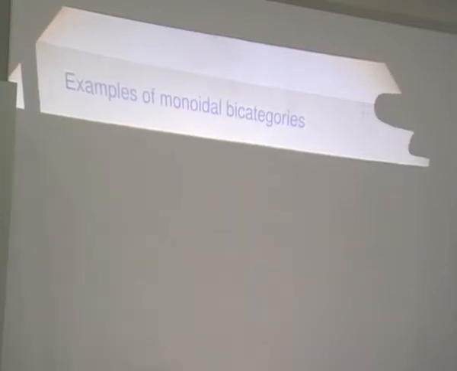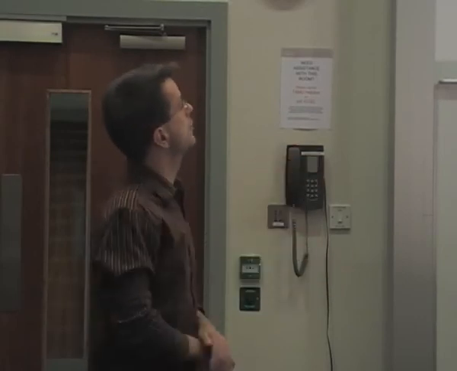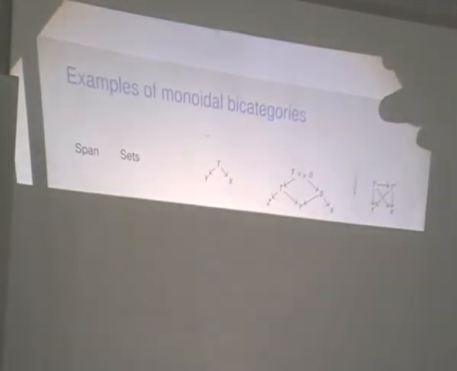So what do I mean by monoidal bicategory? I want to have a two category, so I've got objects, morphisms, and two morphisms between the morphisms. And I've also got a monoidal structure, so I can multiply objects together, I can multiply morphisms together, and I can multiply two morphisms together. I don't want to go into the details of exactly what compatibility these things should have. I'll just give you the examples.